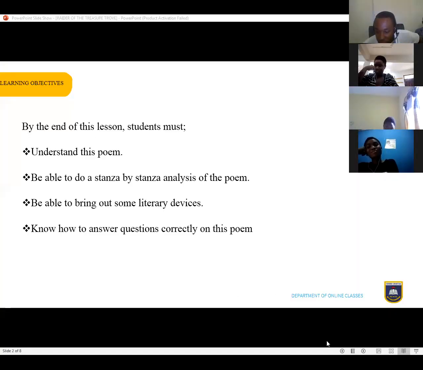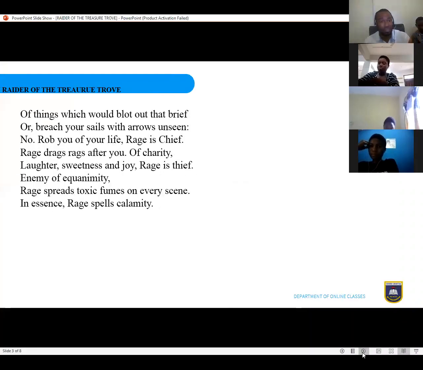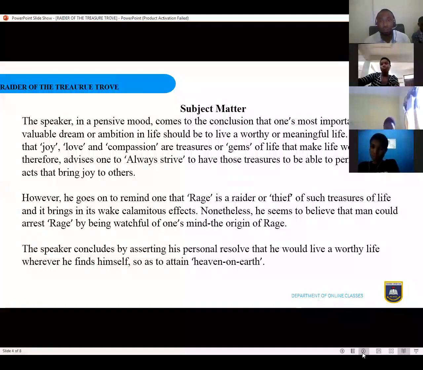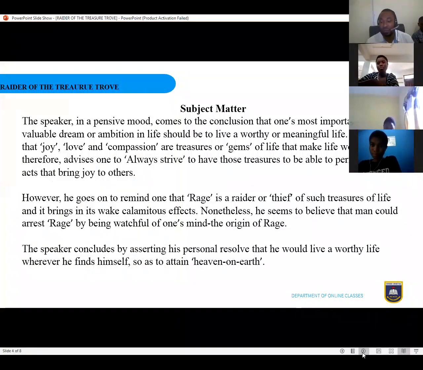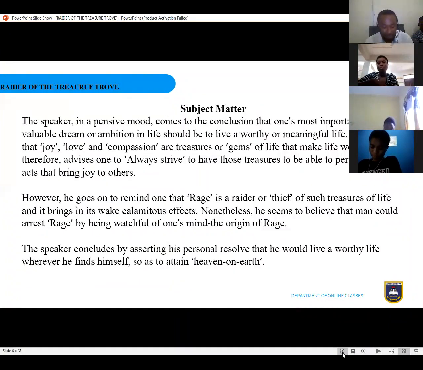All right. So now let's go to the next page, which is the poem itself. So there's the first stanza, the second one till the end. But I would want us to look at the subject matter before we come back to the poem. I have some themes here as well, but let's look at the subject matter.